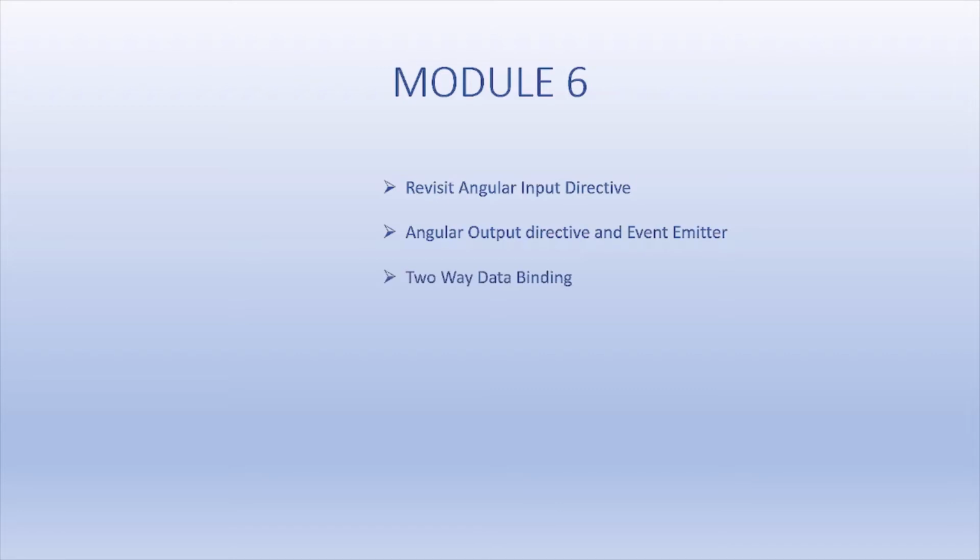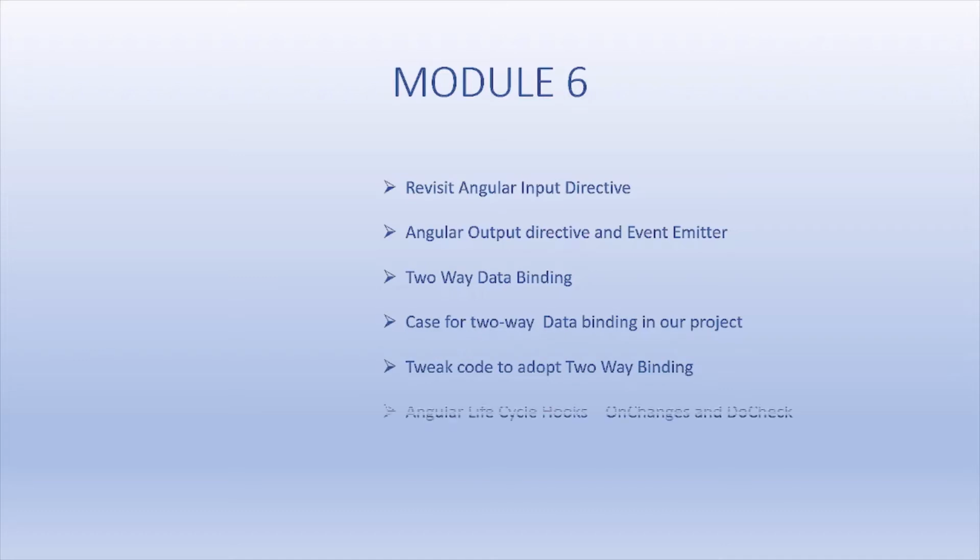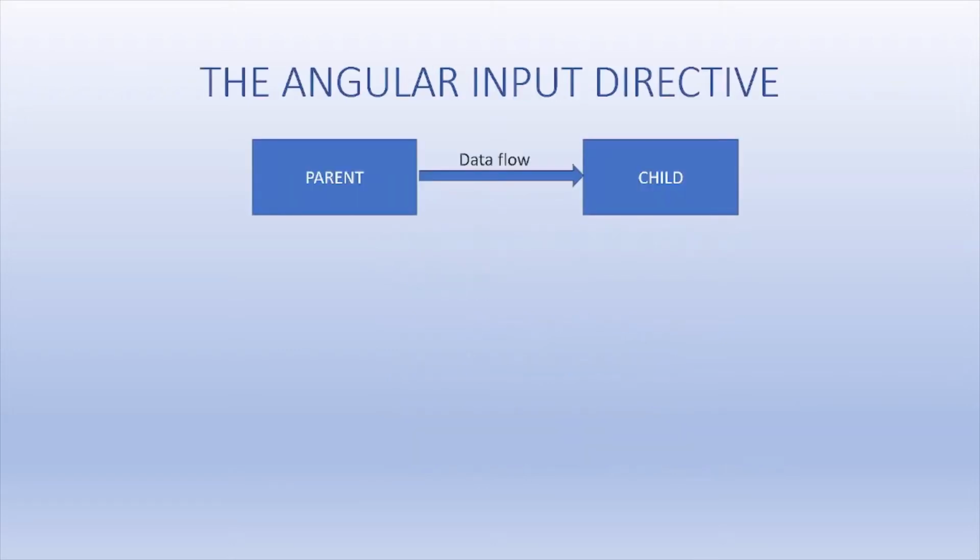We will then discuss Angular's two-way data binding, make the case for two-way data binding in our project, and tweak the code to adopt two-way binding in our project. We'll also discuss Angular lifecycle hooks, OnChanges and DoCheck. And finally, we will use Angular animations to create dismissible alerts. So let's begin by revisiting the Angular Input Directive.